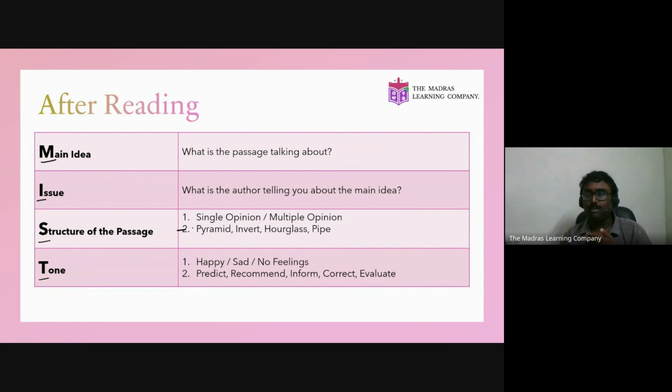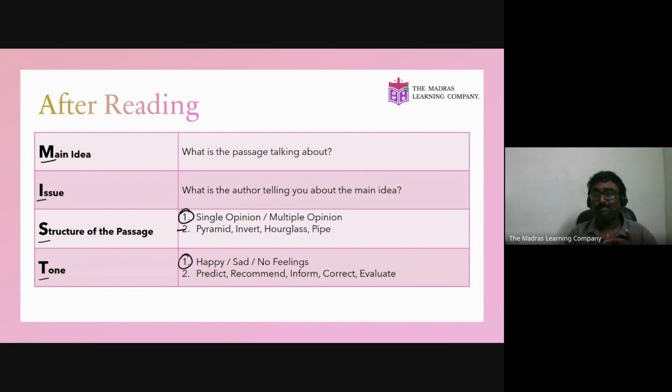Pyramid, invert, hourglass, pipe. You already know that. But the most important thing is this: does the passage have a single opinion or does it have multiple opinions? It's important to figure this out because the questions will depend on the number of opinions you have. Okay? And then tone. Two things again.